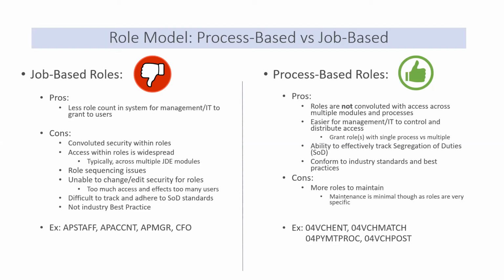You either have to deny that at their user level, or you have to remove it from the AP staff role. The problem with that, and the reason why I say you're unable to change or edit security within your job-based roles, is because you change that role, you're going to change the security within that role. So removing posting capabilities, for instance, you're going to remove that for everyone who has AP staff. You're not able to remove a single process from a user when you have job-based roles.